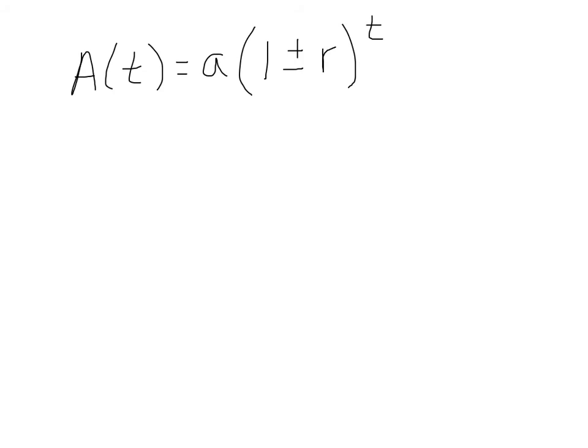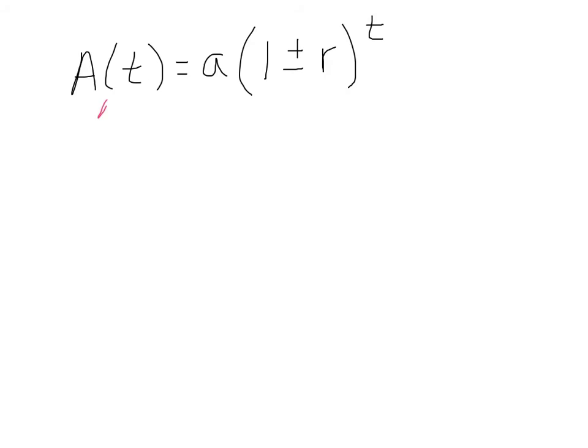In some scenarios, you're going to have to model growth or decay by a constant percent increase or decrease. And we can do that with the following formula. So if we have some function and we have an initial amount and we multiply that by 1 plus or minus r, and we raise that to the t. This is an example of another exponential growth or exponential decay.